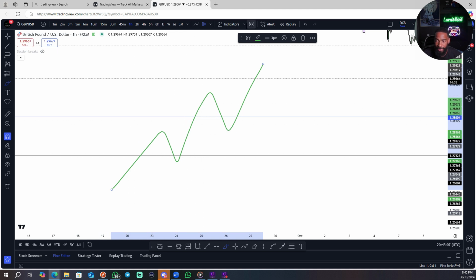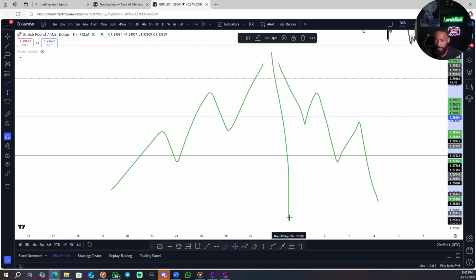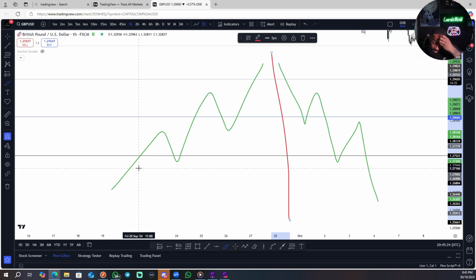Okay, now essentially the most important thing here is understanding what's happening on the left side versus the right side. On the left side we can see we are in a bullish structure, and on the right side we can see we've got a bearish structure. So it's going to be really important to understand the significance of each one.